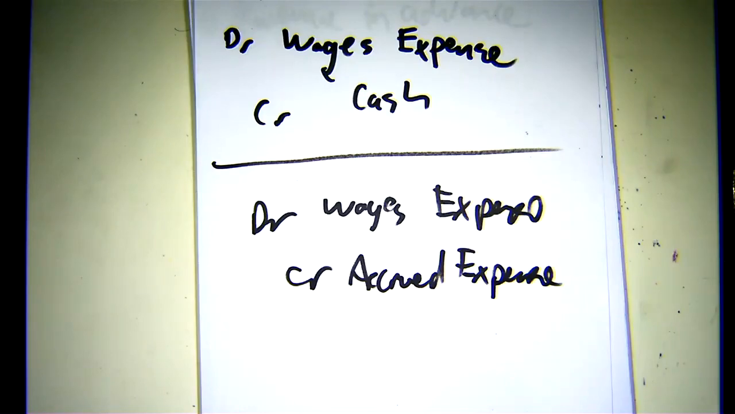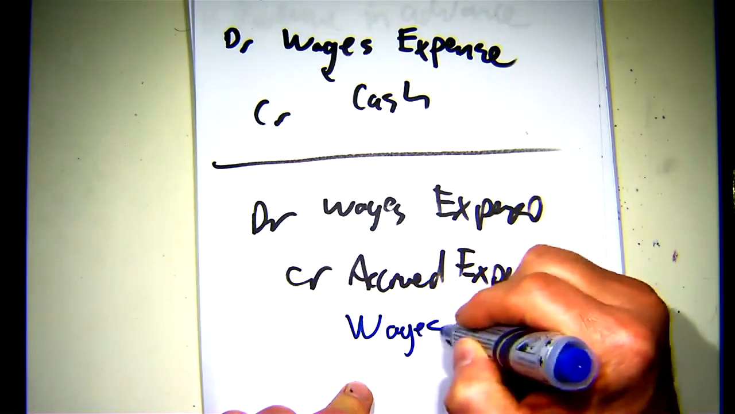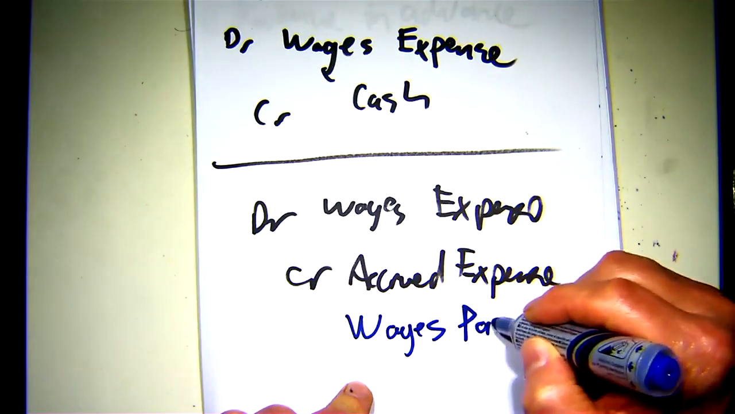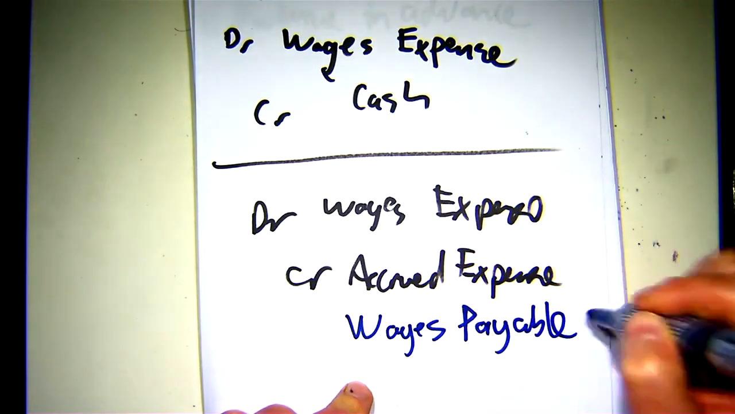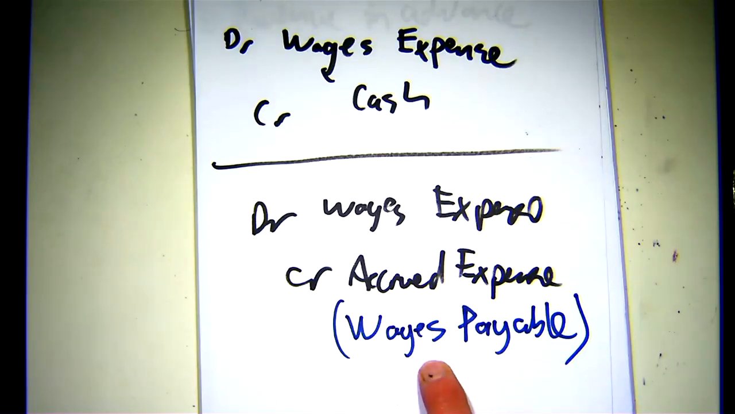The other name for this would be wages payable. This is just the other name for it, and it's actually a better name because it provides more information. So where I recognise that I owe you money, but it's not payday, so I'm not going to pay you, I do a journal entry to recognise the wages I owe you.